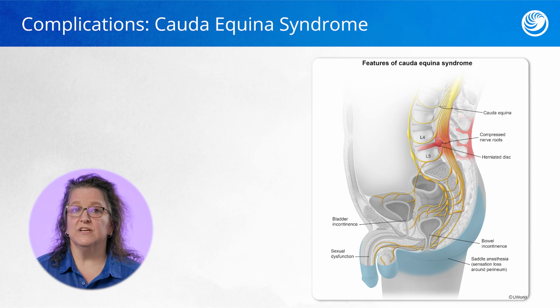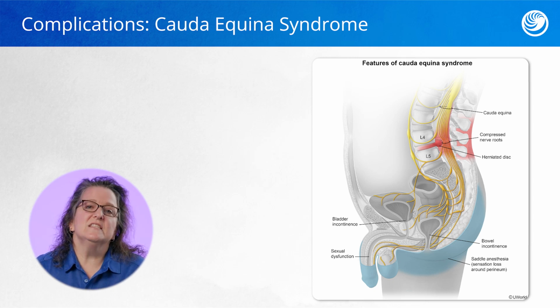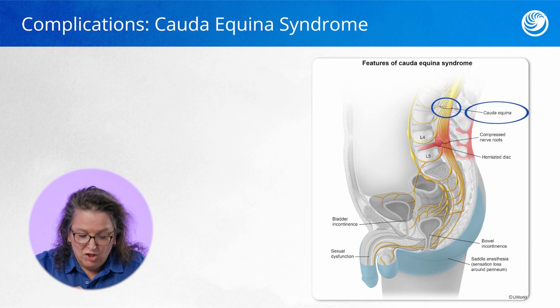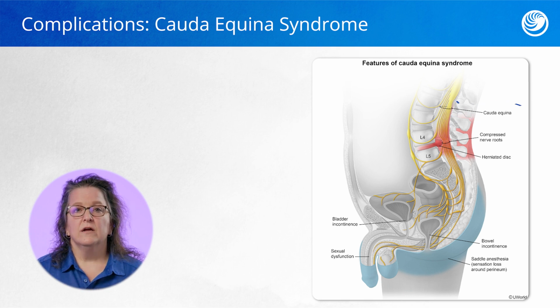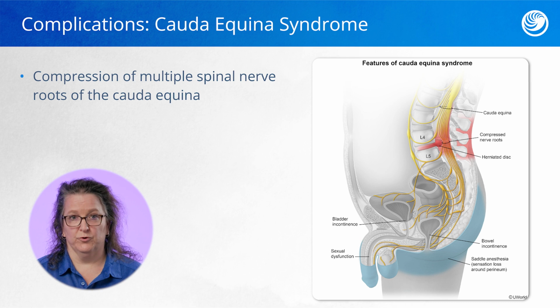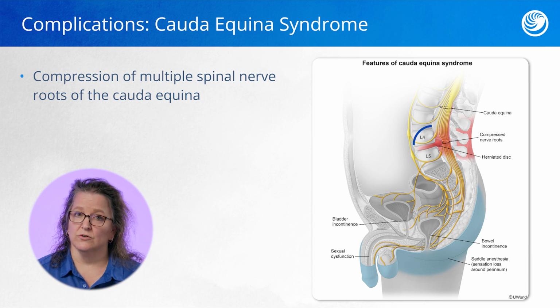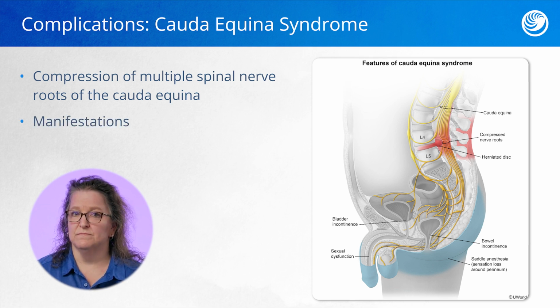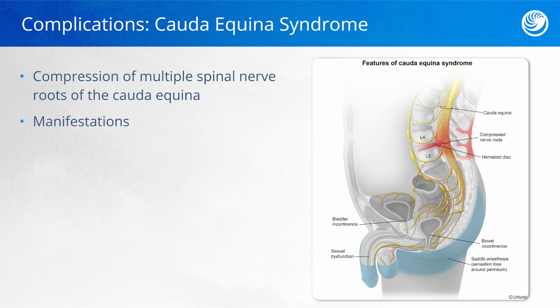A complication is cauda equina syndrome. It's called this because the bundle of nerves in this area look like a horse's tail. This results when compression of numerous spinal nerve roots in this area occurs. You can see all of those nerves that will be affected. Knowing this will help you link the clinical manifestations. This normally happens with a herniation between the L4 to S1 area of the spine.